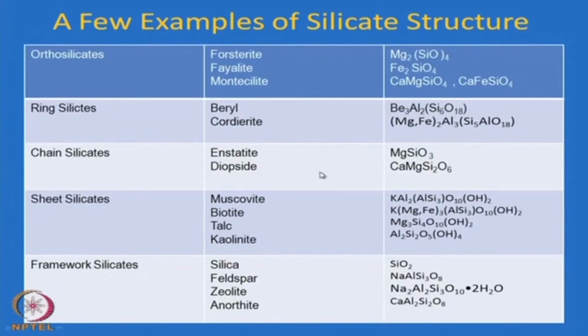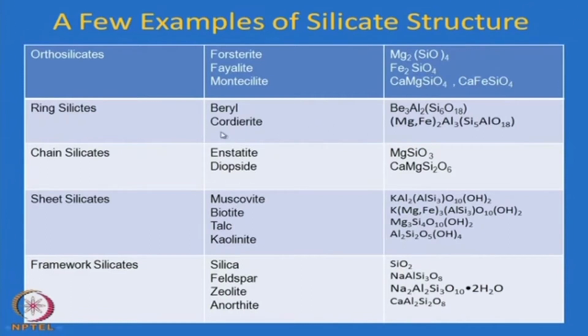Well, so far we have discussed different kinds of silicates. Let us try to look at it in a unified manner. Here we have on the left the different types of silicates whatever we have discussed so far. The orthosilicates, that is the isolated silicon oxygen tetrahedra, and then we have ring silicates, chain silicates, sheet silicates, and finally framework silicates, or framework silicate structure.